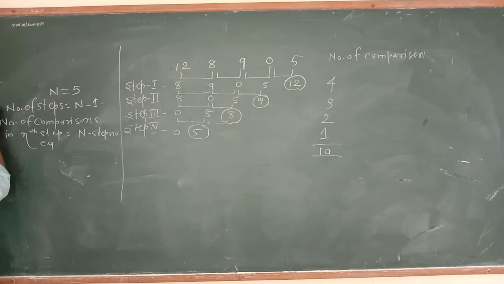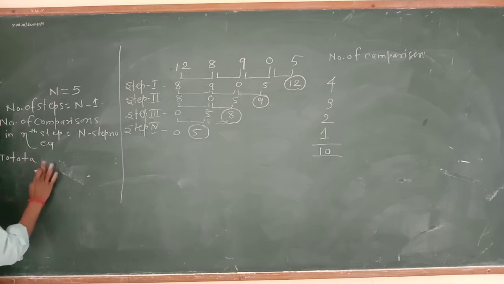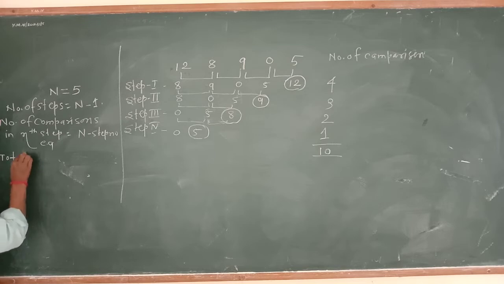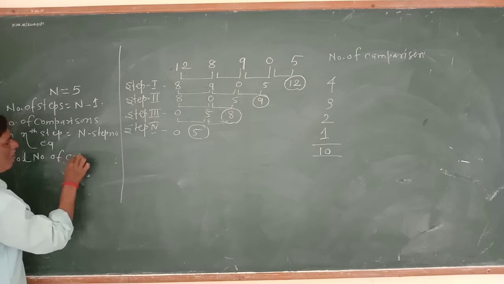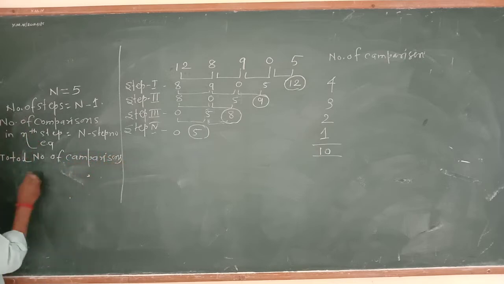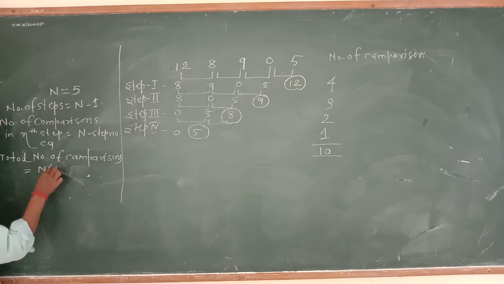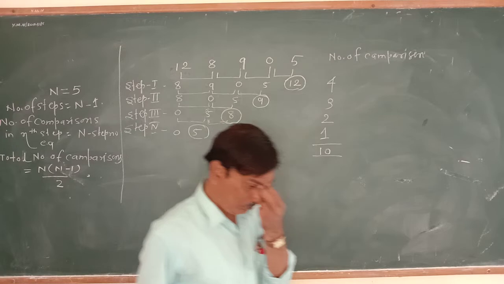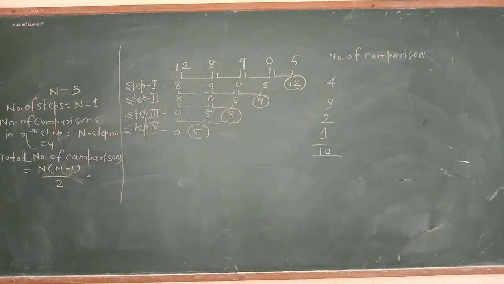So formula number 1, number of steps, formula number 2, number of comparisons, and total number of comparisons. Total number of comparisons is equal to n into n minus 1 divided by 2. So take down these formulas.